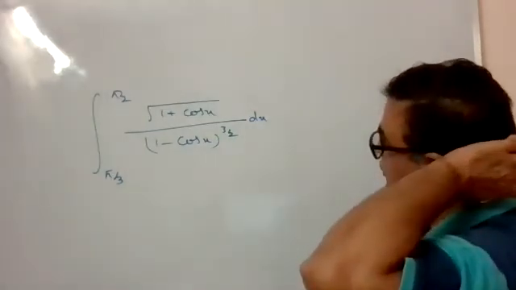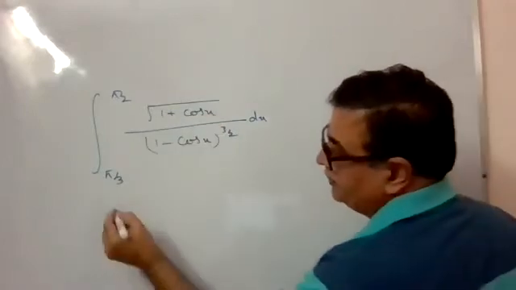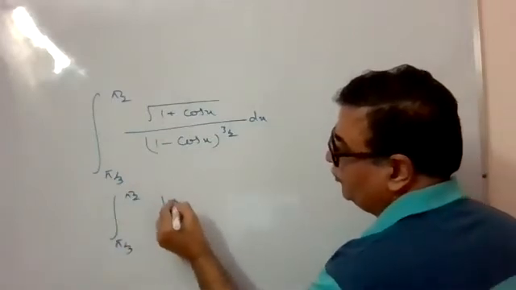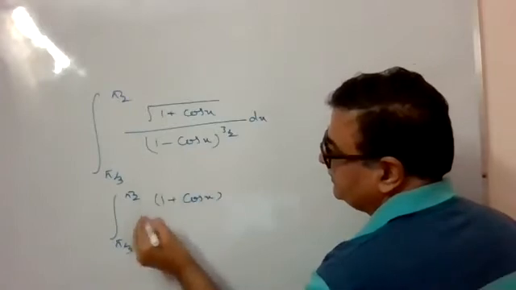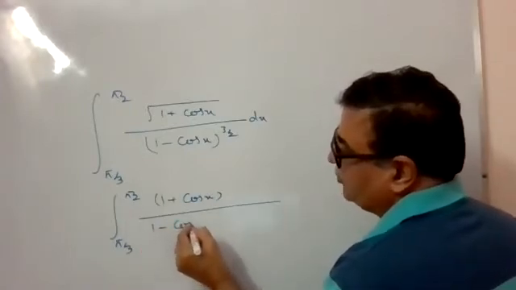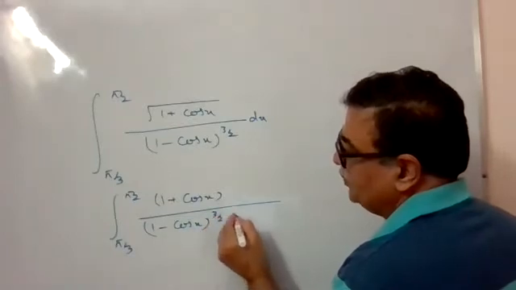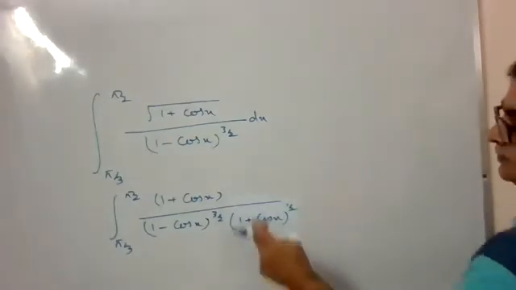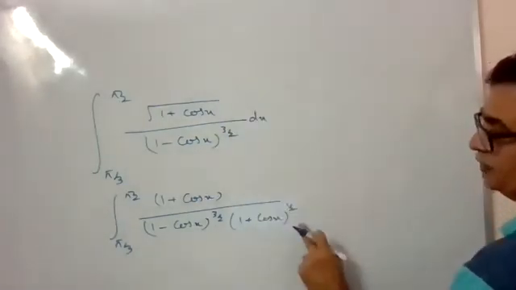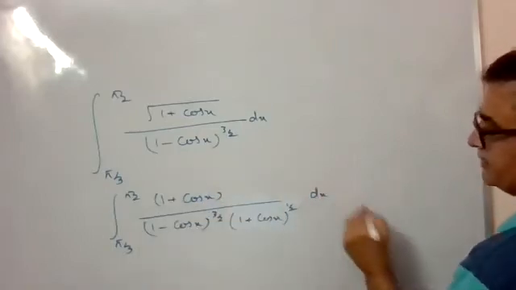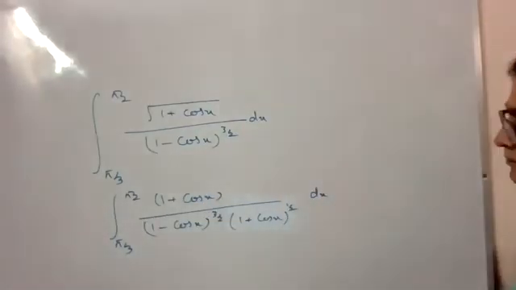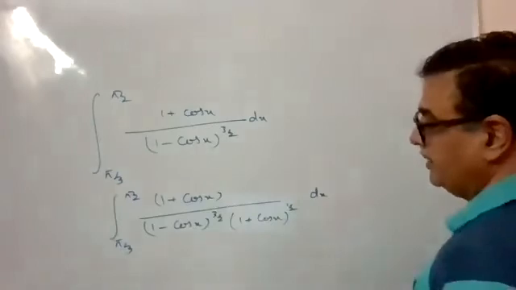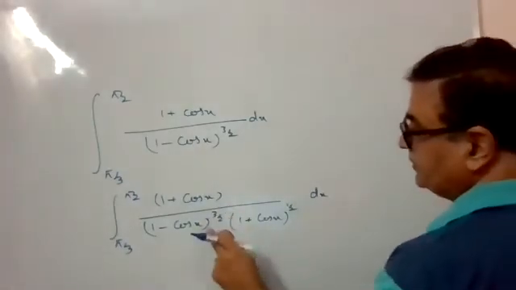So what we do in this question, first, this under root is to be removed. To remove this under root, the limits are pi by 3 to pi by 2. When you remove the under root, it will come 1 plus cos x in the numerator, and here it will come (1 minus cos x) power 3 by 2 into (1 plus cos x) power half. Root 1 plus cos x we are multiplying, so this becomes 1 plus cos x dx. The next step, 1 plus cos x is here, and here it will come out to be (1 minus cos x) power 3 by 2.